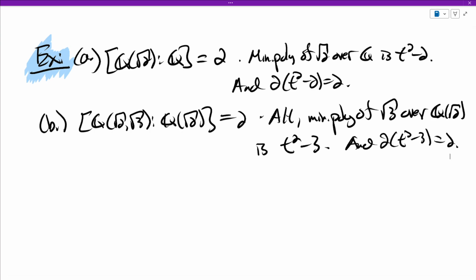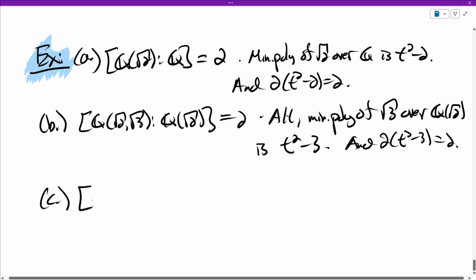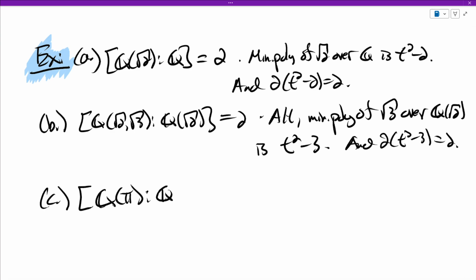Another example is something like a transcendental extension. So that's, of course, infinite as pi is transcendental.